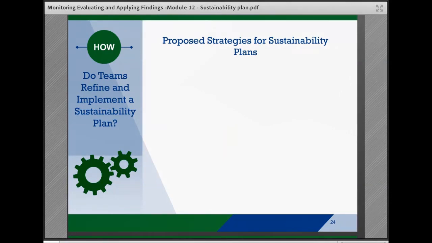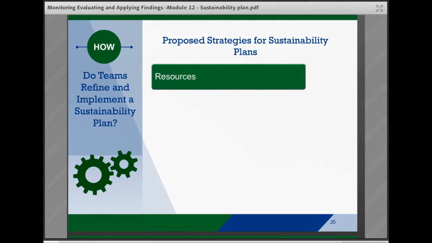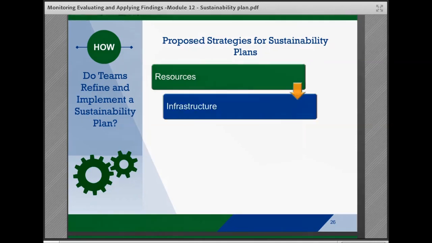Teams should think about sustainability strategies in 5 key areas. Resources. How will they sustain funding, staffing, and materials? Teams may need to spend some time researching ongoing funding streams, particularly if a grant or special project is ending. Infrastructure. How will they sustain implementation supports that facilitate staff recruitment and retention, training, coaching, fidelity assessment, data systems, and communication avenues?